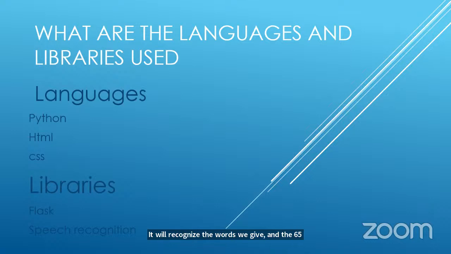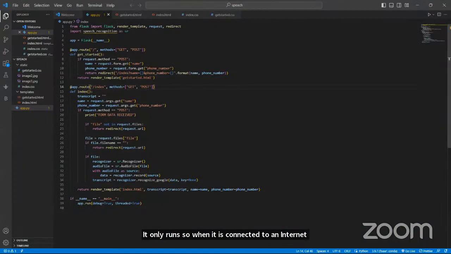In this, I have used Python, HTML, CSS, and the library used is the Flask framework. This Flask framework is a Python framework which is used to connect front end and back end. And I also used a speech recognition library. The speech recognition library is a Google-based library. It only runs when it is connected to the internet. And this is my code. We'll discuss this code briefly at the time of the demo.